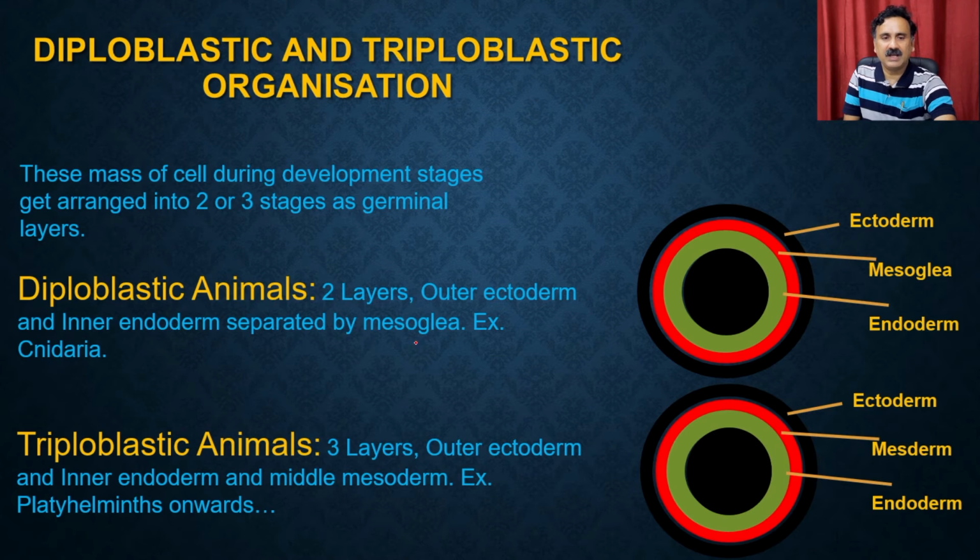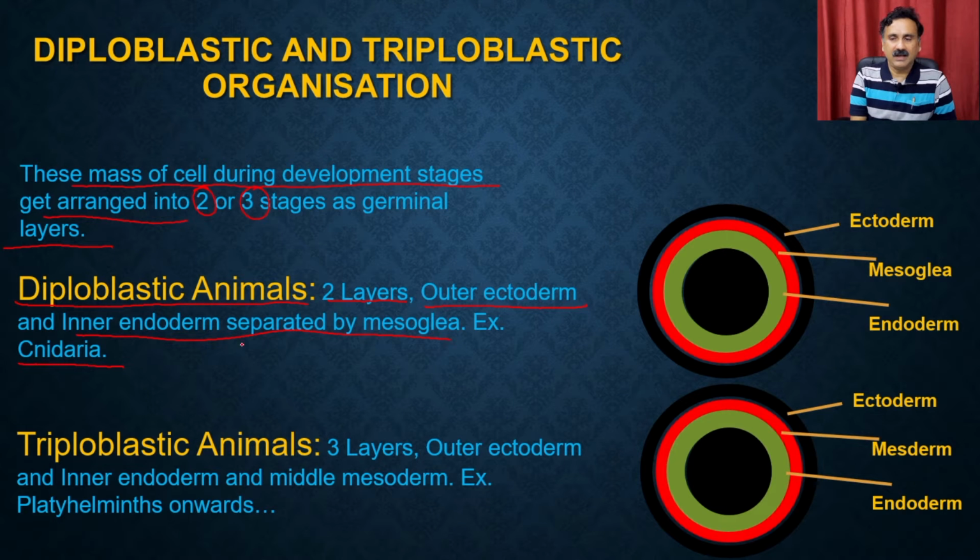So, the third criterion is the developmental stages. You can have two different types of arrangements in the different developmental stages. The mass of cells during the developmental stages gets arranged either into a two-layer or a three-layer stage as the germinal layer. So, you can have organisms which are diploblastic animals, with two layers, where you have the outer ectoderm and the inner endoderm, which are separated by the mesoglea. One classical example is Cnidaria.